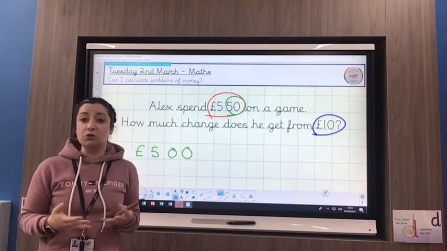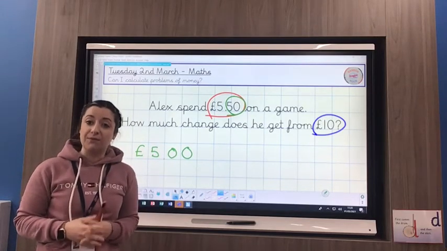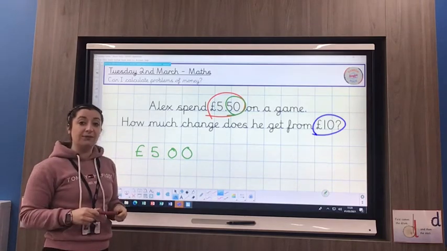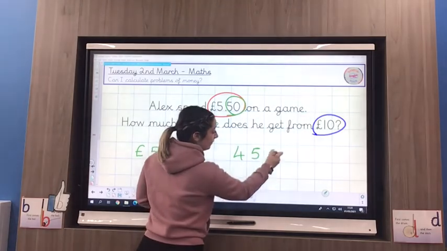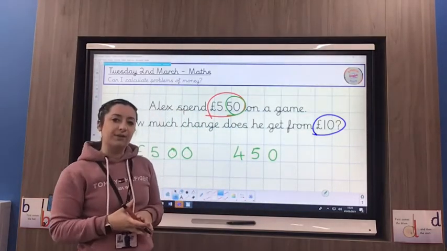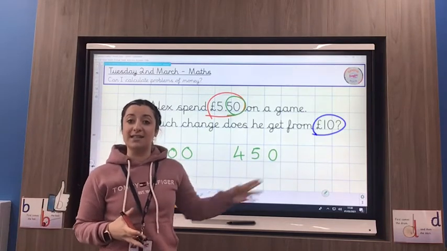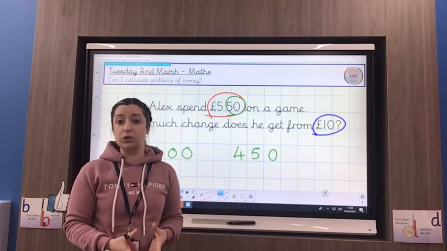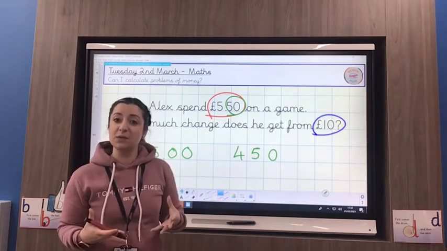So 500 take away 50. You can use 100 squares if you would like to, if it helps, but I think we can do this. So 500 take away 50, and that would be 450. So I'm going to put 450. Now we wouldn't show it as 450 pence. We would actually convert 450 pence into pounds. Now I know that 100 pennies is equal to £1. So 400 pennies is going to be equal to how many pounds?